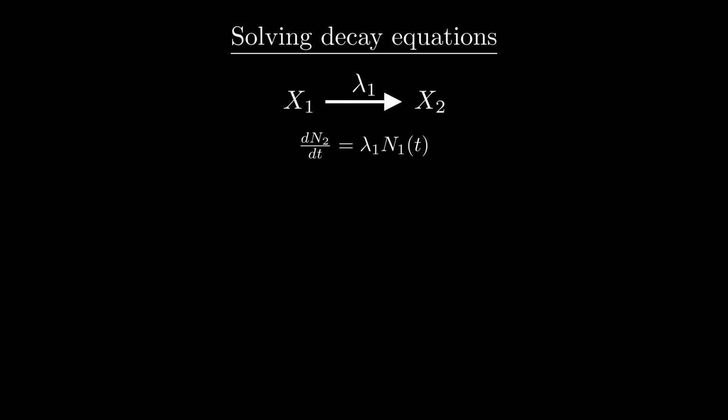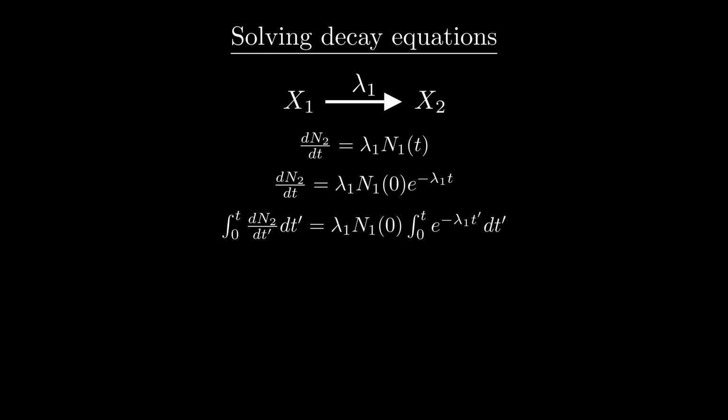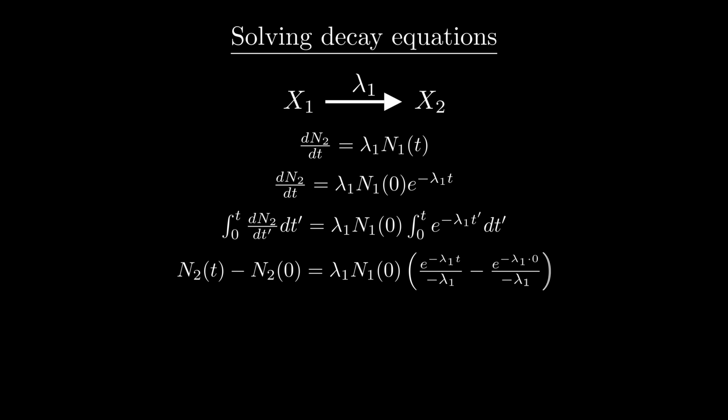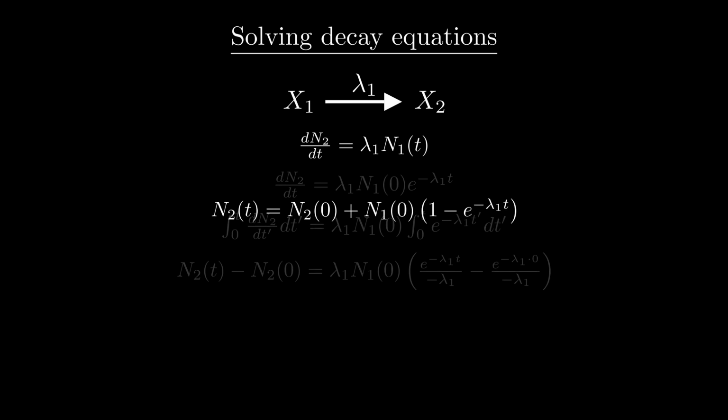Now, we've already solved for N1 of t, so we substitute that in, and then we just integrate both sides with respect to time from 0 to t to get our final result. After a little bit of rearranging, N2 of t equals N2 at t equals 0 plus N1 at t equals 0 times the quantity 1 minus e to the negative lambda 1 t. The first term, N2 at t equals 0, is just the initial population of X2. The second term represents the new X2 atoms that result from the decay of X1.